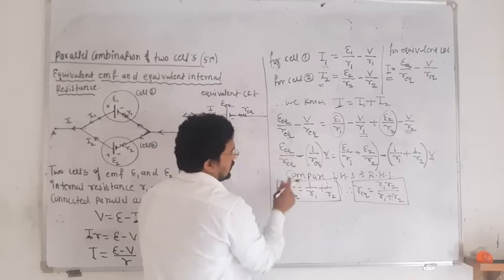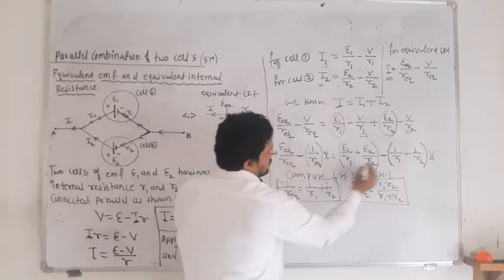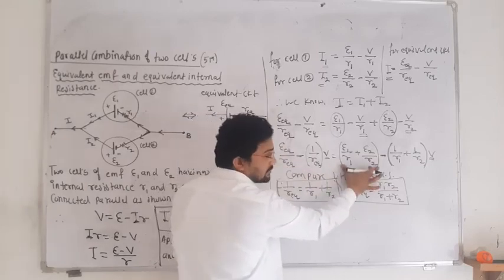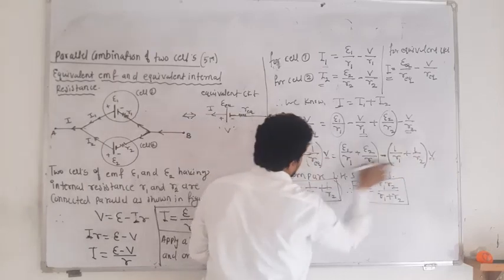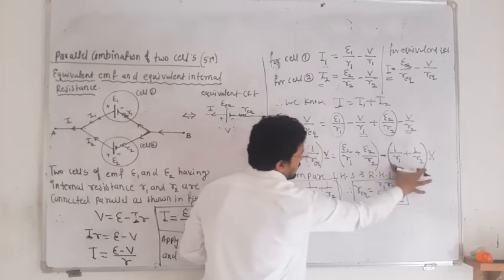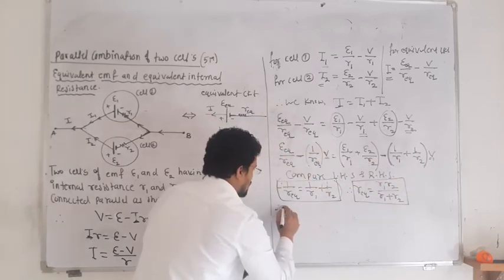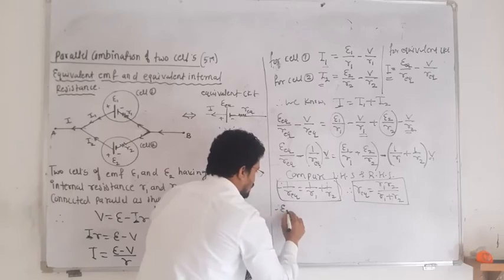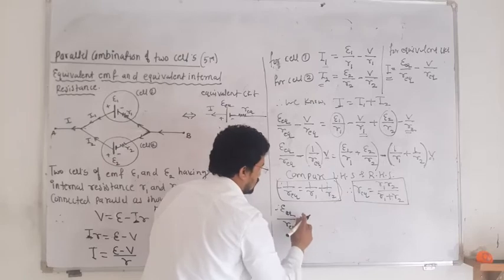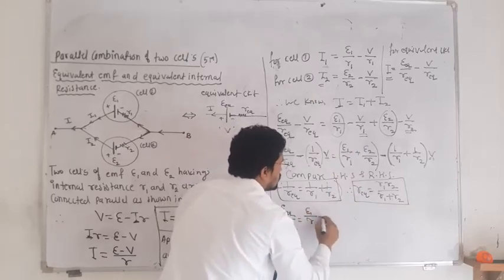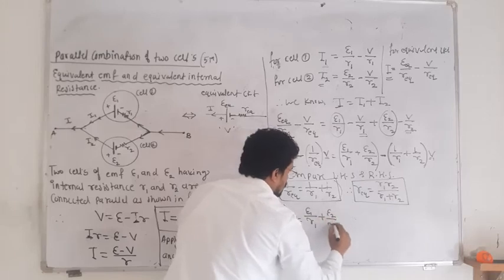Now compare with this one. This is negative and this is negative. That means this whole term is exactly equal to this bracket, because V is V. 1/R_equivalent is this bracket, minus minus. So what is left is nothing but this one. So it becomes E_equivalent divided by R_equivalent is equal to what? This term. So it becomes E1/R1 plus E2/R2.